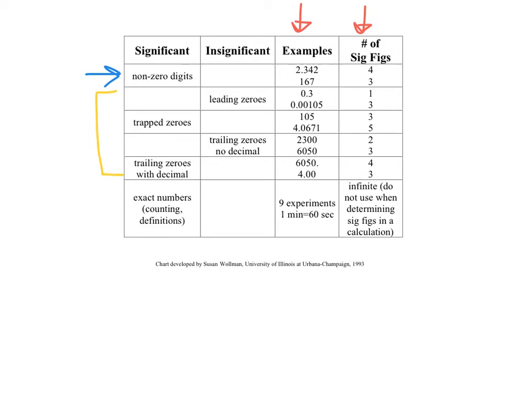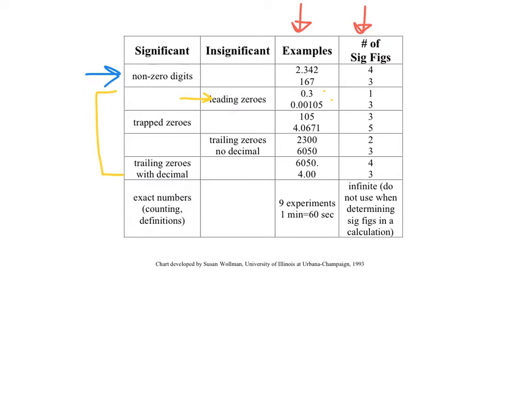So first case, let's take a look at leading zeros. That means zeros that come before a non-zero digit. Those are always going to be insignificant, so you don't count them as sig figs. They're placeholders. You couldn't write the number without writing that zero there. So you can see in the examples here, we only have 1 and 3 significant figures because the zeros in front are going to be leading zeros.